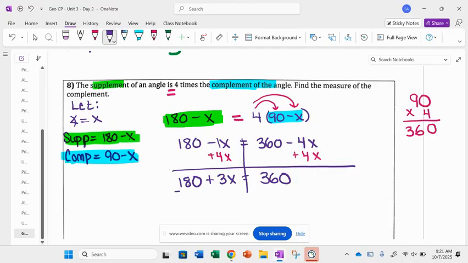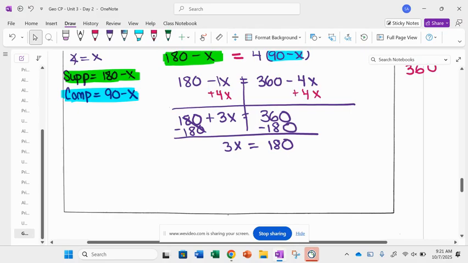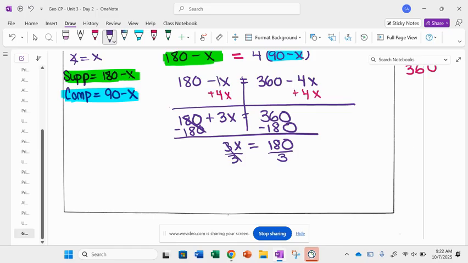Subtract what? 180. Yep, we subtract the 180. So 3x equals 180. And now we're going to divide by 3. And it's okay if you can't do this in your head. Go to the side and do long division.